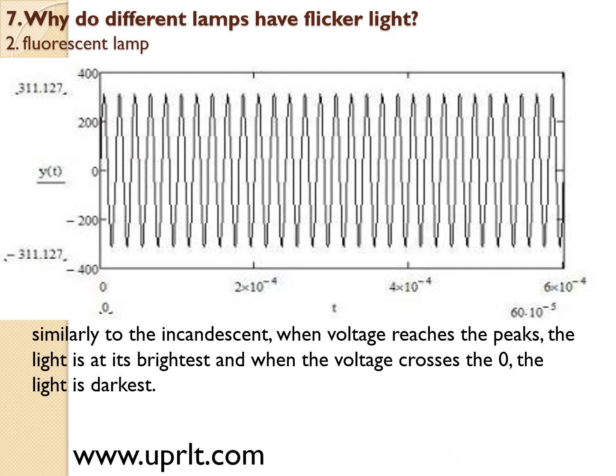Why does a fluorescent lamp also have flicker? Because a fluorescent lamp also uses an AC voltage. The waveform shows the voltage across the lamp. The vertical axis V is voltage. The horizontal axis T is the time. Similarly to the incandescent, when the voltage reaches the peaks, the light is at its brightest, and when the voltage crosses the 0, the light is darkest. That induced flicker.